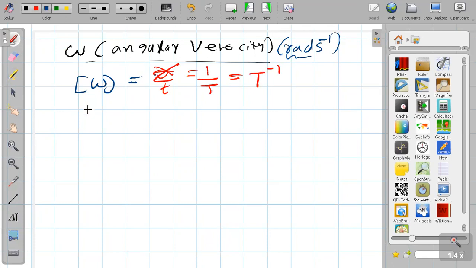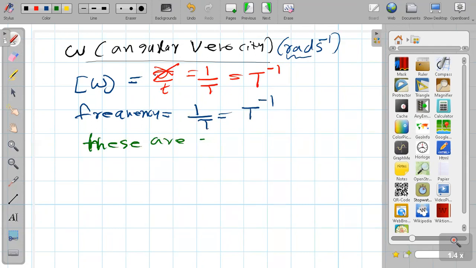In the same way, for the frequency, these are two different things, extremely different physical quantities. It is also 1 over T. Your answer is T minus 1. These are not equal. These are extremely different. So nothing to compare about. Everything is completely different.